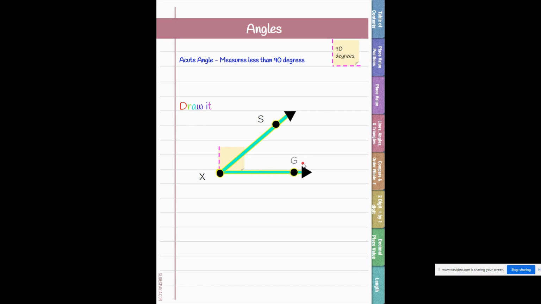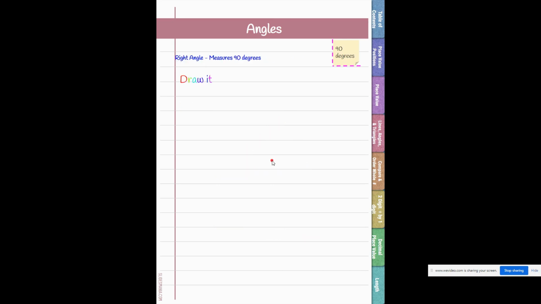So let's go ahead and name this angle, and we can say SXG is an acute angle. Now let's talk about a right angle. A right angle measures 90 degrees.